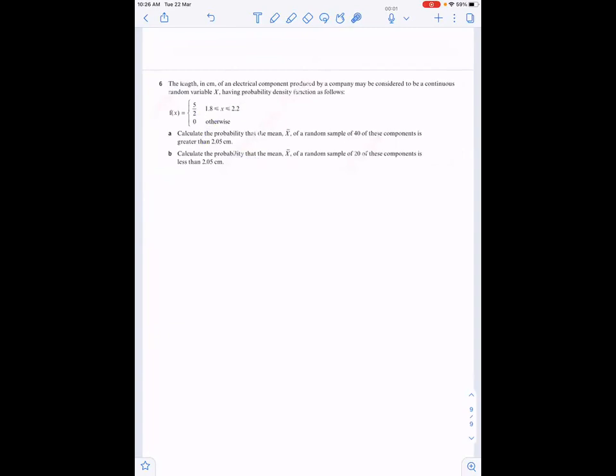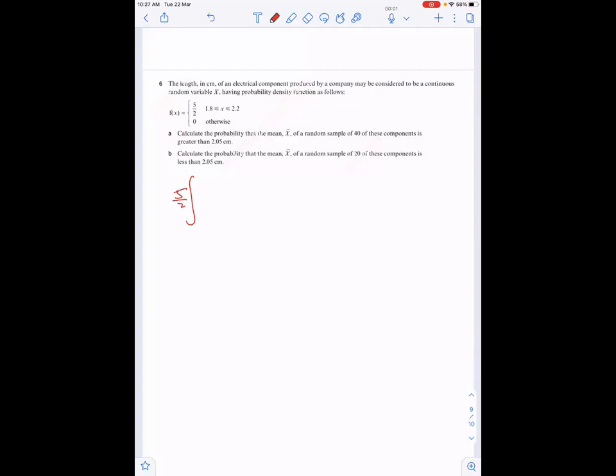This is the same thing, continuous probability distribution. We did it in the last class. The length in centimeter of an electrical component produced by a company may be considered to be a continuous random variable x having probability density function as follows. They've given you the function, calculate the probability that the mean. For this, you have to calculate the mean. If you remember, how do we use to calculate the mean?